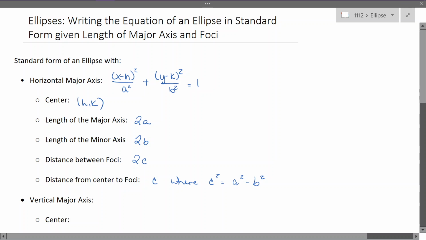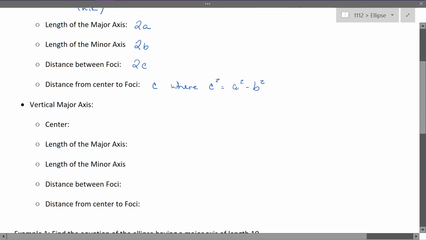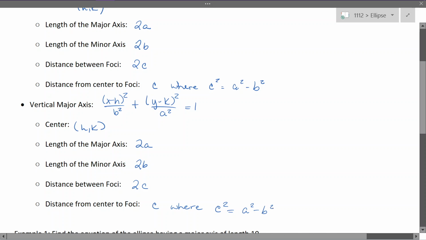Next, let's look at when the ellipse has a vertical major axis. So the standard form of that is going to be (x minus h) squared over b squared plus (y minus k) squared over a squared equals 1. Again, the center will be (h, k). The length of the major axis will be 2a. The length of the minor axis will be 2b. The distance between the foci will be 2c. And the distance from the center to the foci will be c, where c squared equals a squared minus b squared.